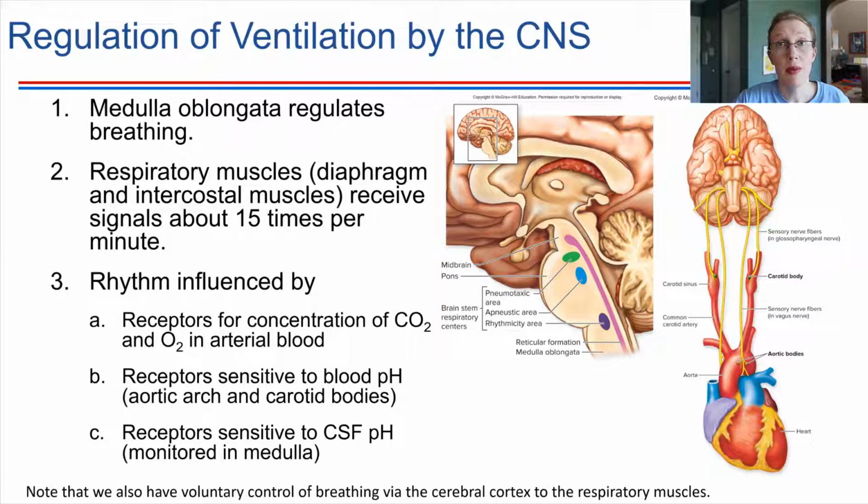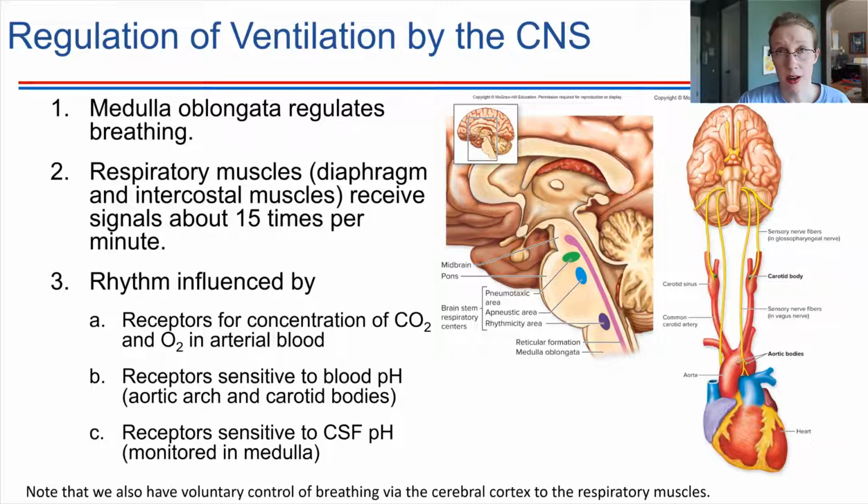And it signals them about 15 times per minute. That's about how often you are taking a breath. The rhythm of breathing, so how quickly those signals are being sent, that rhythm is determined or influenced by a few different things. So there are a lot of monitoring processes going on in the body, and one of the monitoring processes is for those concentrations of carbon dioxide and oxygen in the blood.